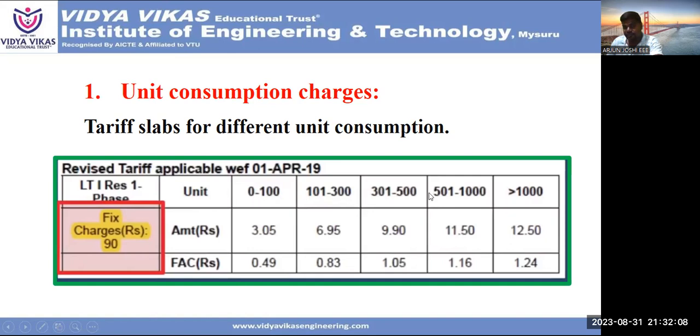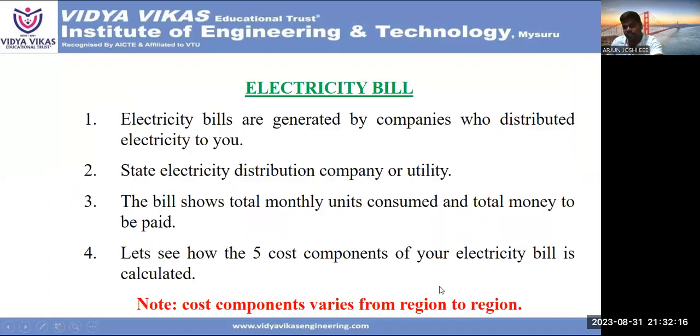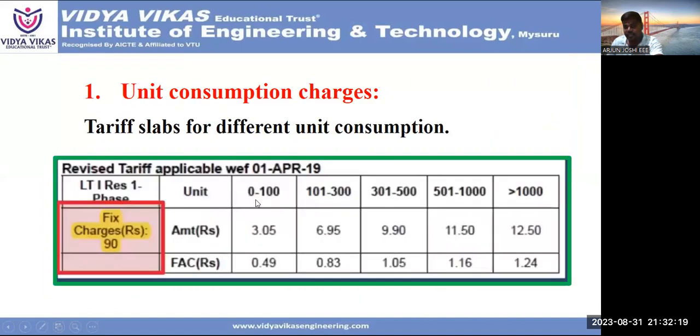First slab, second slab, third slab, fourth slab, fifth slab. Here our electricity consumption is 49 kilowatt hour or 49 units. This will come under the 0 to 100 slab. That is nothing but 1 unit is equal to 3.05 rupees. That is nothing but 0.35 rupees per unit. Fuel adjustment charges is 0.49.